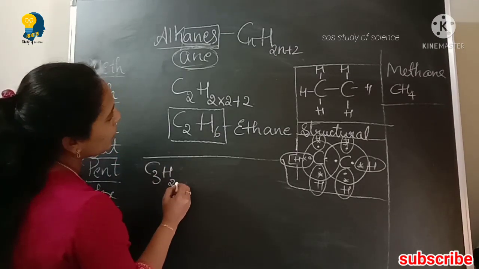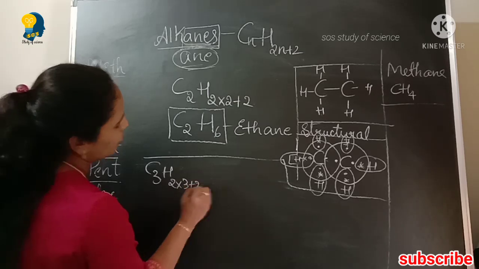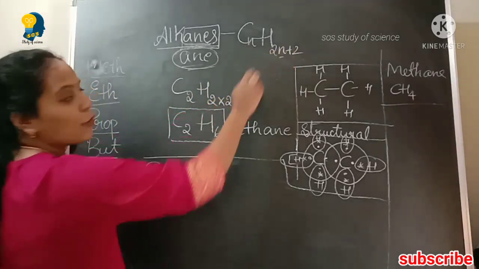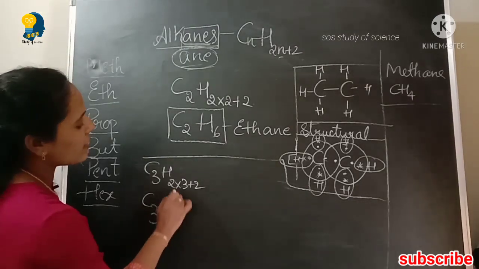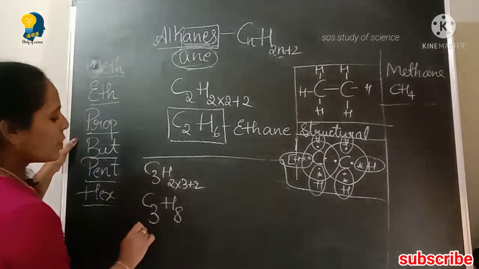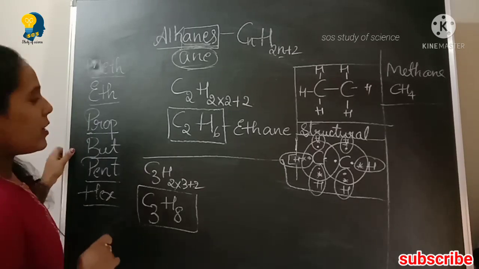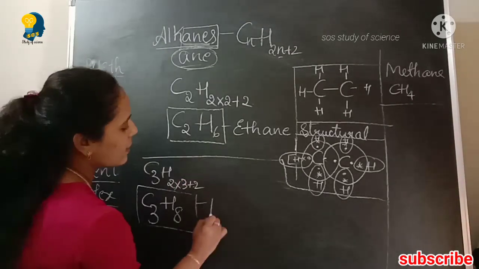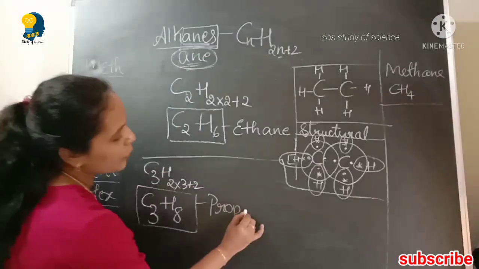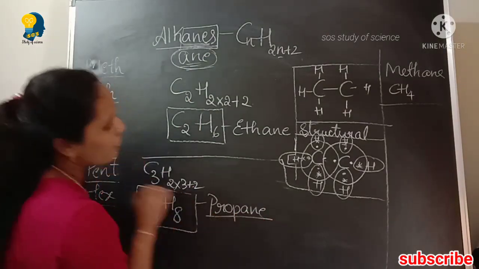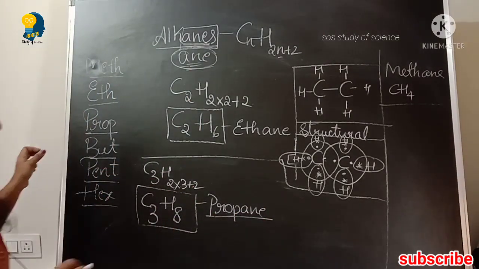C3H2 into 3 plus 2, because the n should be 3 now. We are writing for the third member. So it is C3H2 times 3 is 6, plus 2 is 8. So this is the third member. Our third member is prop, right? The third member is prop, and we are writing for ane. So it is a propane. Very, very easy. Propane.